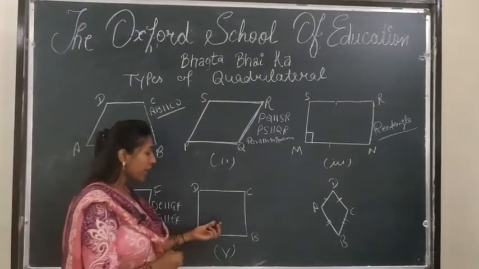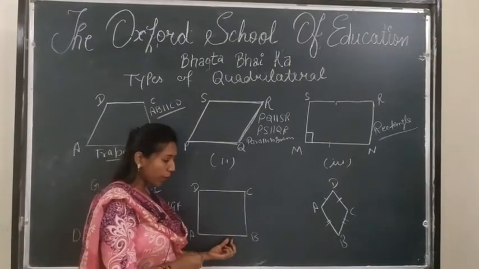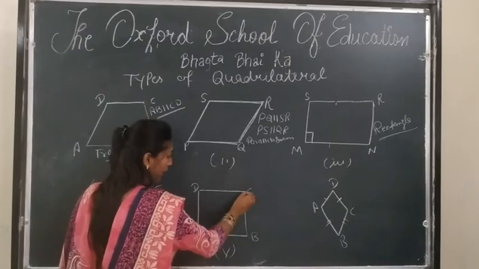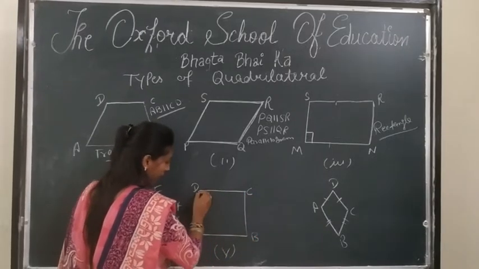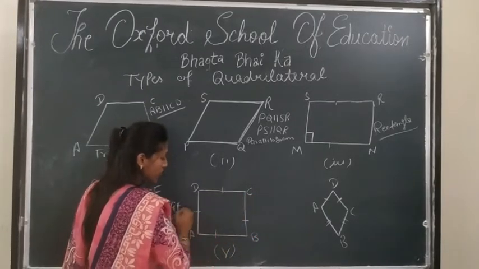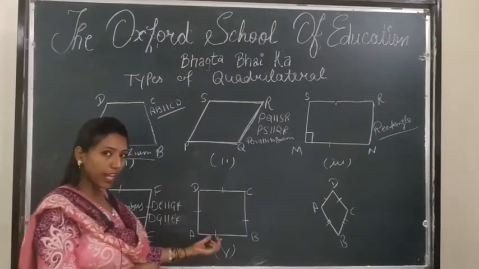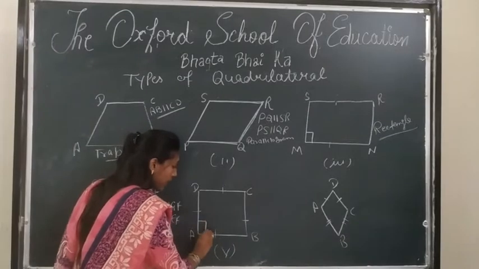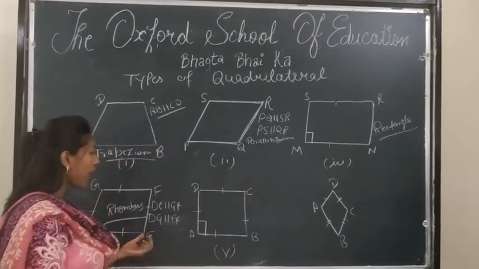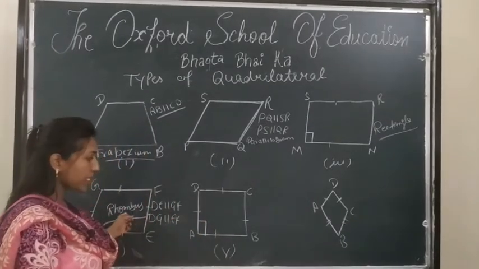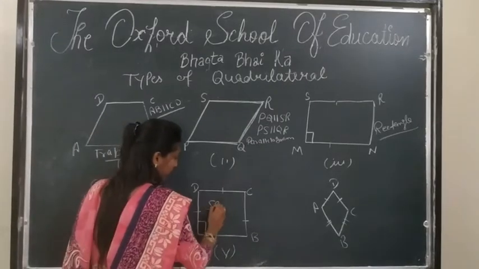Then here it is also a parallelogram because AB is parallel to CD and BC is parallel to AD. Also all sides are equal. Now what is the difference between the fourth and fifth diagram? Here the angle is 90 degrees. So if the angle is 90 degrees in a rhombus, then it becomes a square.